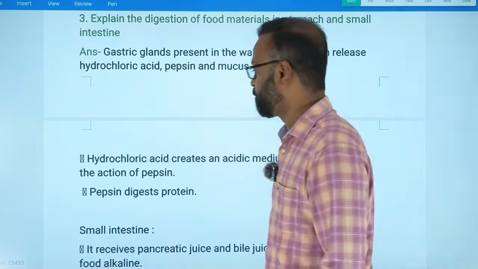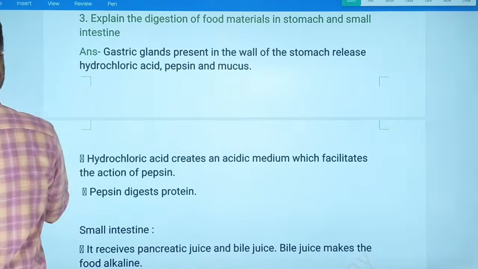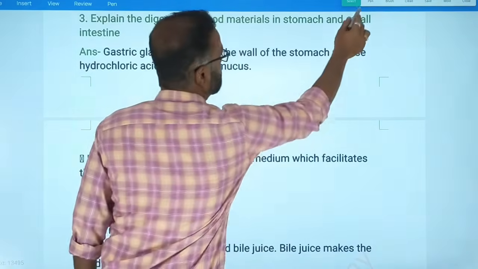Explain the digestion of the food materials in the stomach and the small intestine. Let me explain in a very short way. It will help you to understand. What is that? Listen carefully.